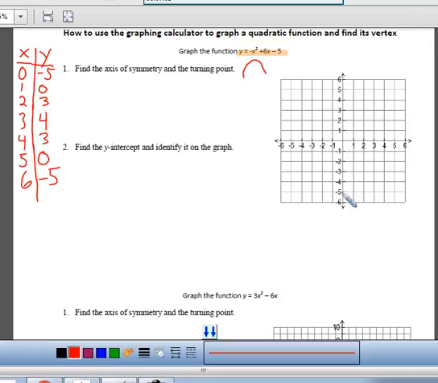So then plot your points. So I have 0, negative 5. I have 1, 0. I have 2, 3, 3, 4. And then what's nice is, what I find is once I've found that turning point, finding my other points is pretty simple. Then draw your arch.